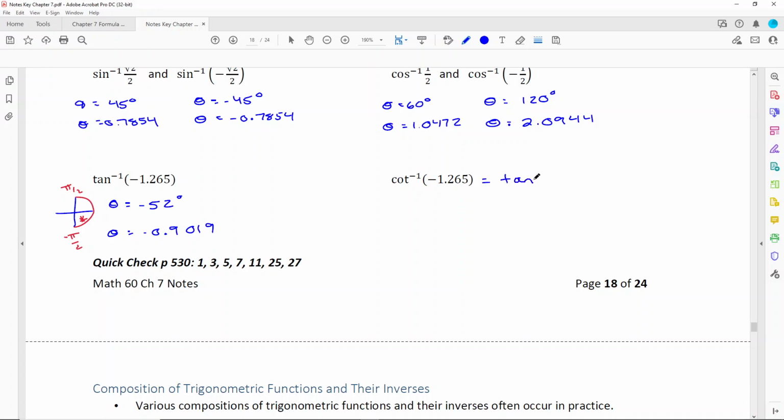All right, then we're going to do the same thing for cotan. The first thing I have to do is change it to an inverse tan function. So 1 divided by negative 1.265, and then I plug that in. So I'm going to plug in the inverse tan of 1 divided by negative 1.265. In radians, I get negative 0.6689, and in degrees, I get negative 38 degrees. So totally different answer, but in that expected quadrant. So there's a quick check. Go and give these a go.